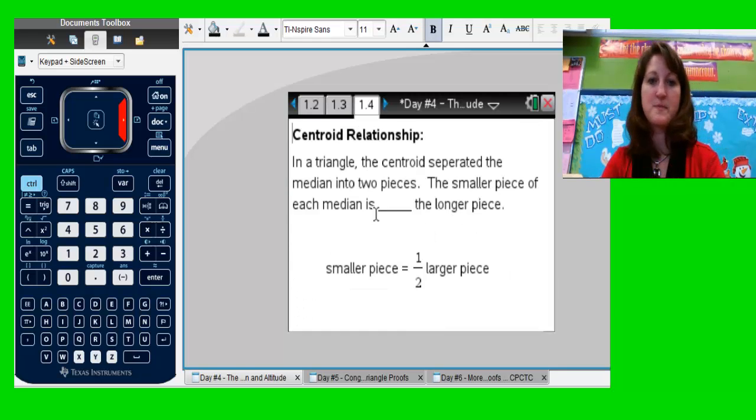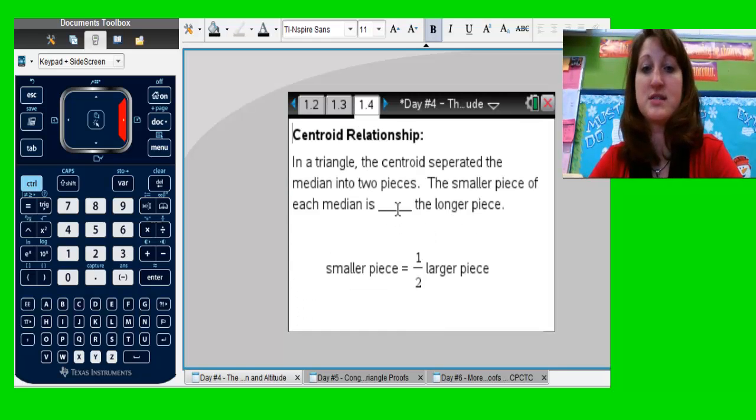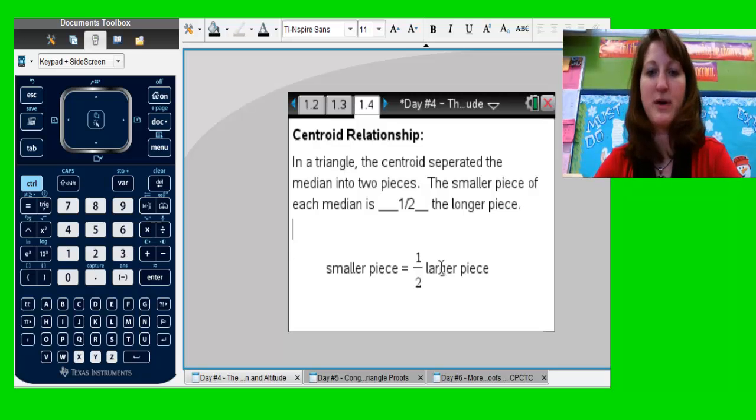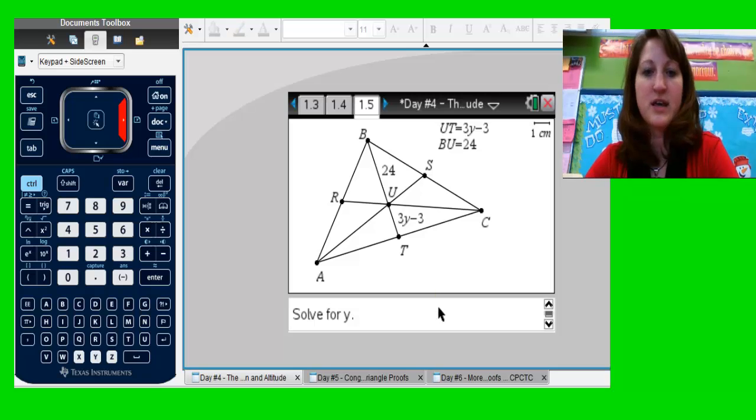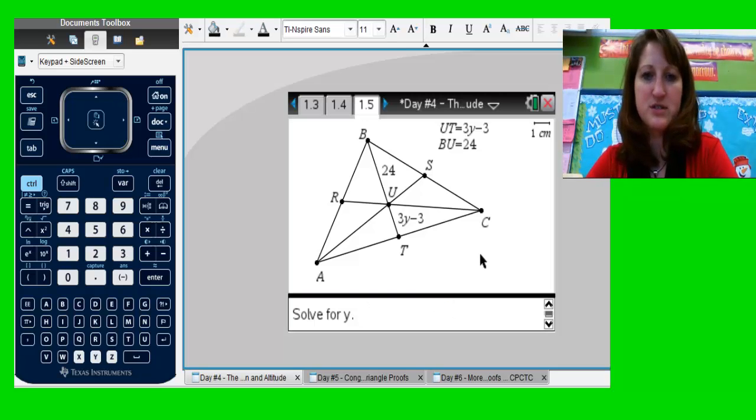So on the next page, in a triangle, the centroid separated the median into two pieces. The smaller piece of each median is half the long piece. And then I have it written down at the bottom so that it looks more like a formula. Alright, next one. This question actually wants us to solve for y.